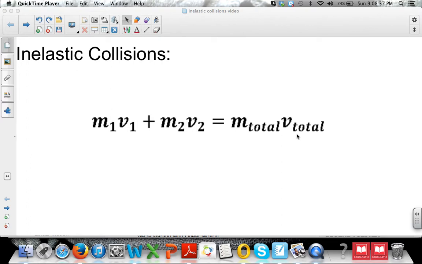Momentum is always conserved. So that means that in an inelastic collision, they're going to stick together, so now they're one object, technically. So you're going to add the masses together of the two objects, and that's going to be your mass total. And then they'll be cruising at one velocity because they're stuck together. They're going to go at the same velocity, and we'll call that velocity total.